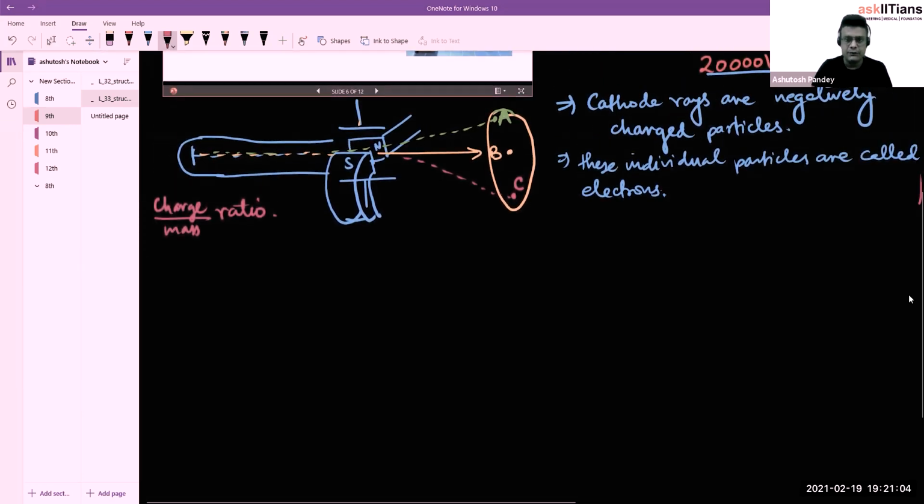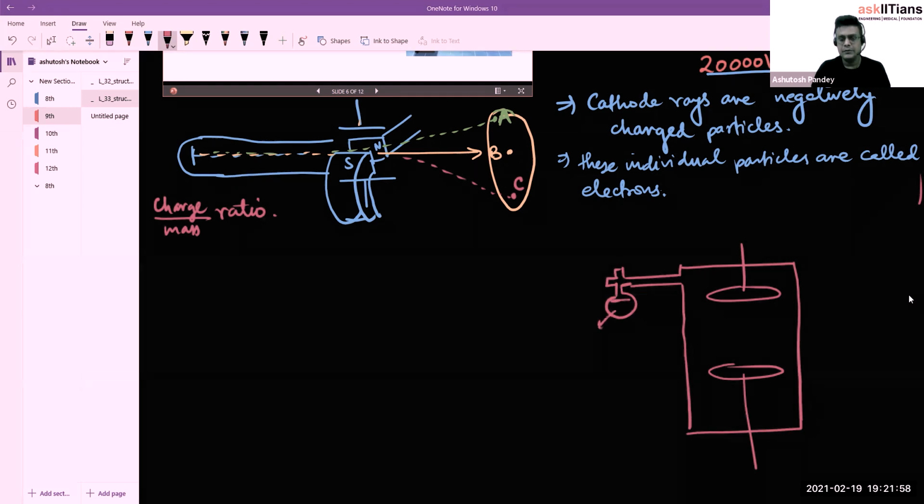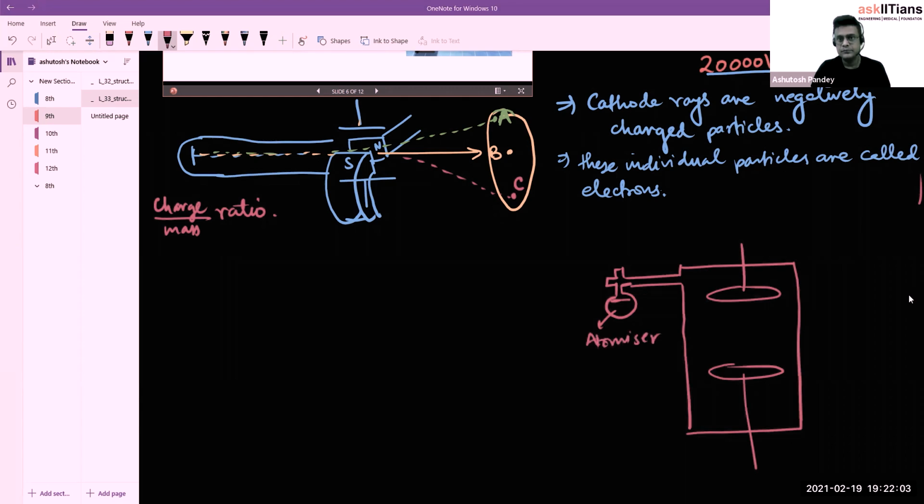Millikan's oil drop experiment. What he did was put a chamber, let's say, in which there are two positive and negative plates. And then he connected an atomizer, which you can press, and which is filled with oil.